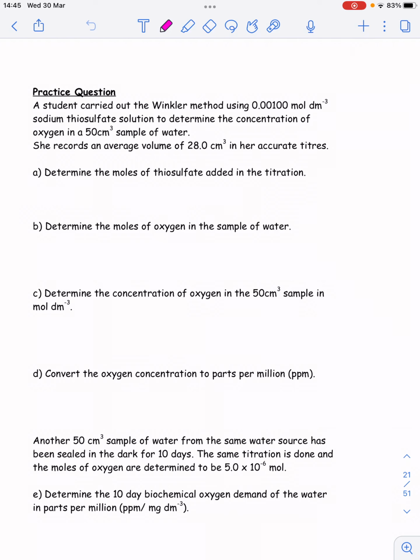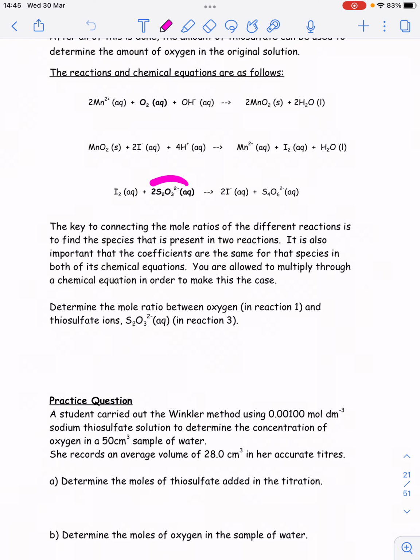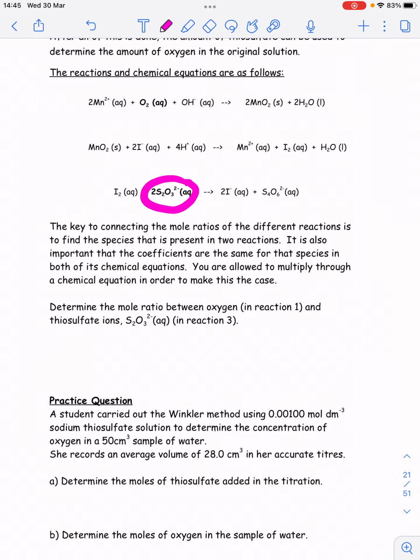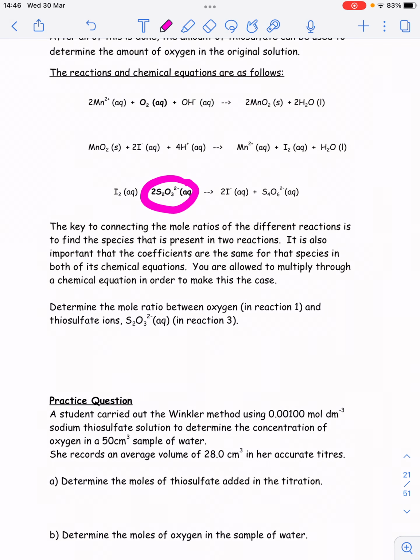Okay, so solving a Winkler method question. Remember that in the Winkler method, it's a three-step reaction where the titration actually involves adding thiosulfate, S2O3 2-, and using that to figure out something about the concentration of oxygen, which was reacted in a previous step. So there's actually three different chemical reactions taking place in the Winkler method.